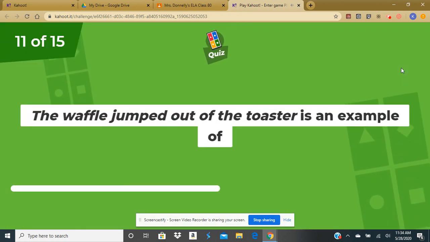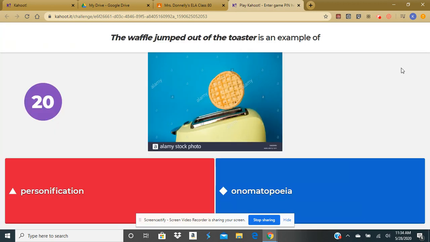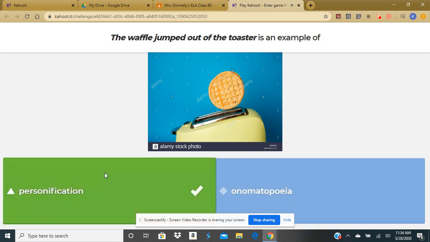The waffle jumped out of the toaster is an example of. So we know that waffles do not really jump, so they're saying that it has human qualities. So that would be an example of personification.